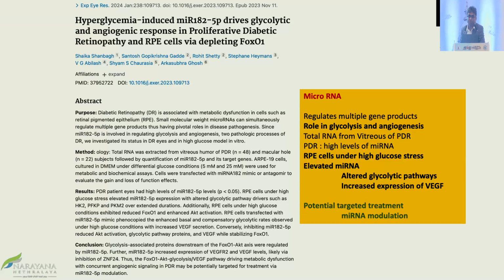This is the newest paper wherein we have seen a microRNA from the RP cell line. It regulates multiple gene products, so it has an important role in glycolysis and angiogenesis. When RP cells are under high glucose stress, the microRNA is elevated, and this alters the glycolytic pathways, and increased expression of VEGF is noted.